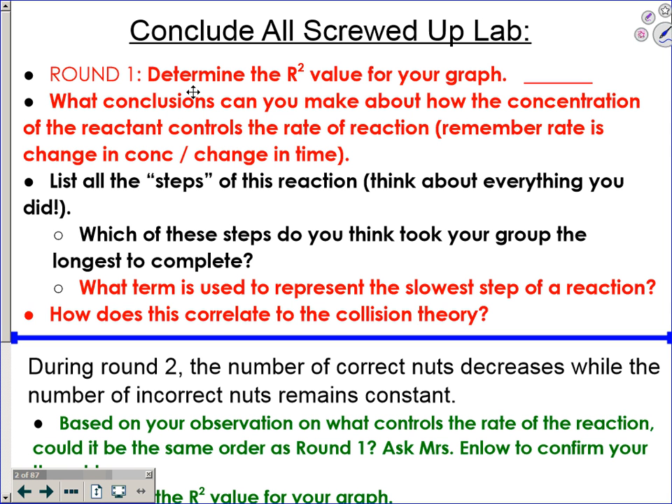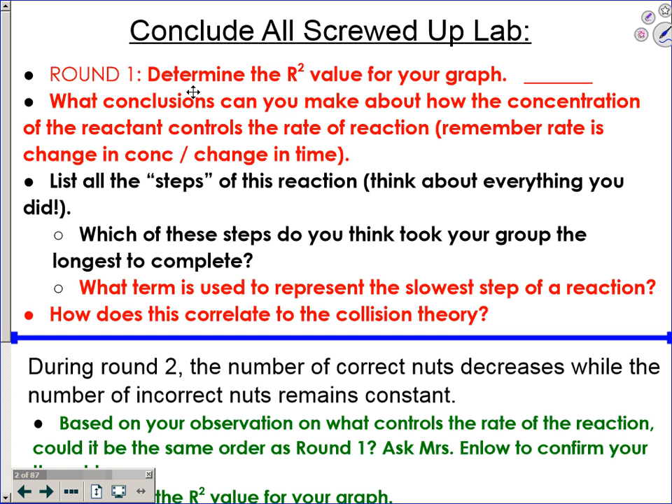Let me phrase this: did the concentration of nuts affect the rate of reaction? Yes or no? I see a lot of people saying no, right? It was linear because no matter the number of remaining nuts you had left, the slope was fairly constant. It didn't matter if you had 10, that was the slope. What does slope mean in terms of this relationship? Changing concentration over time, which means rate of reaction. Rate is change in concentration over change in time.